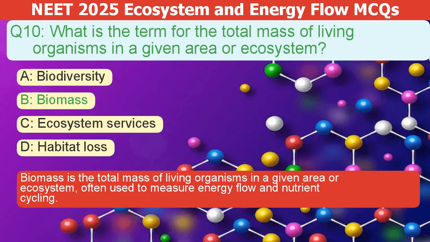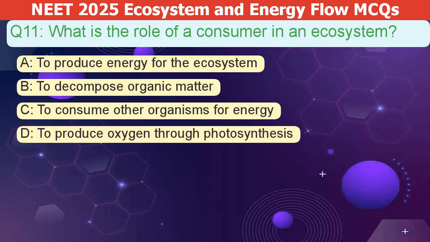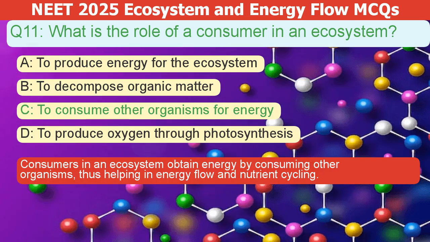What is the role of a consumer in an ecosystem? A. To produce energy for the ecosystem. B. To decompose organic matter. C. To consume other organisms for energy. D. To produce oxygen through photosynthesis. The correct answer is C. Consumers in an ecosystem obtain energy by consuming other organisms, thus helping in energy flow and nutrient cycling.